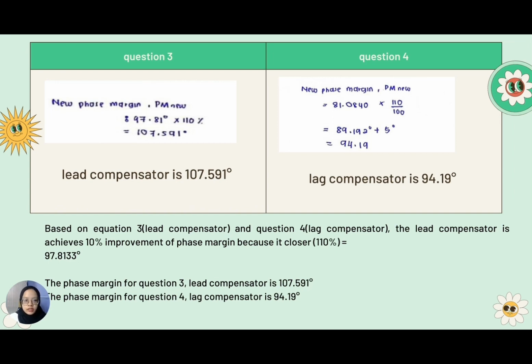So in question 3, the phase margin is 97.81 degrees. By using the lead compensator, the phase margin can improve 10% to 107.591 degrees. This demonstrates that the lead compensator is more effective at increasing the phase margin compared to the lag compensator.